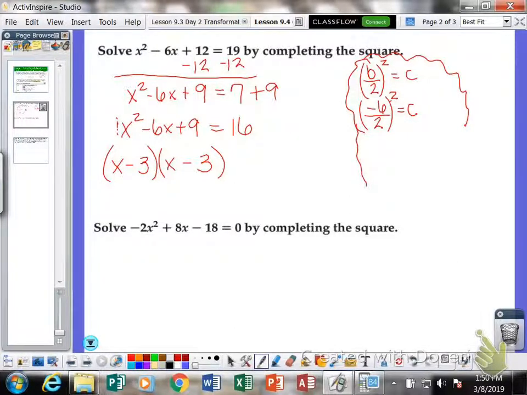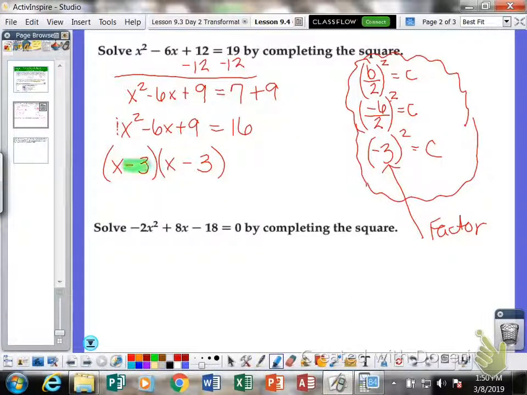When I did this, I got negative 3 squared equals c. This right here is your factor, that minus 3. So x minus 3, because that's my perfect square. Technically you could write it as x minus 3 times x minus 3, but how I really want to write this is x minus 3 quantity squared, so make sure you write it as x minus 3 quantity squared equals 16.